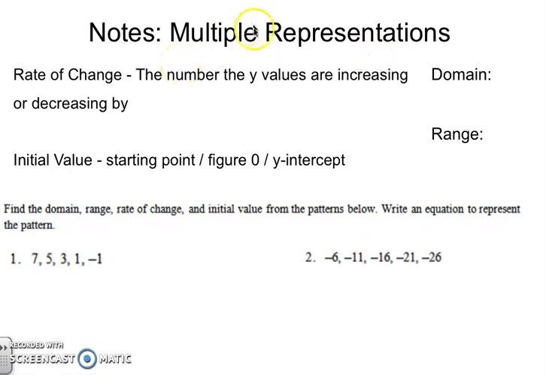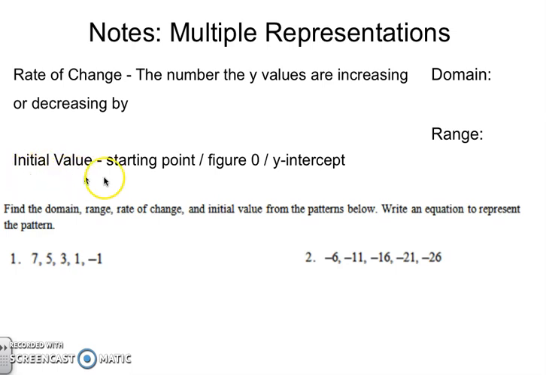So in this video, we're going to learn about multiple representations. To start off with, we've got some vocab words. The first vocab word is going to be rate of change. So rate of change is a number that the y values are increasing by for this case. We're going to learn more about rate of change further on, and it's going to mean something different. For right now, we only care about what the y values are increasing or decreasing by.